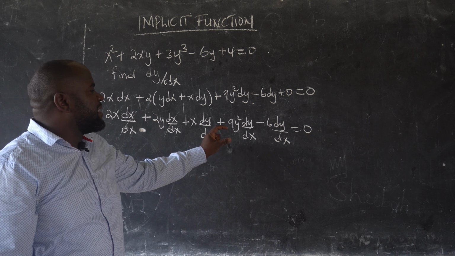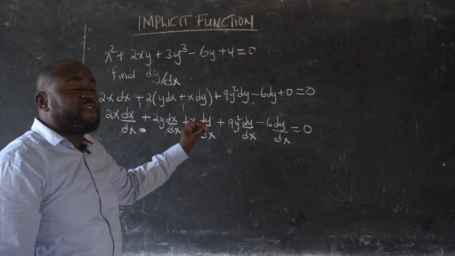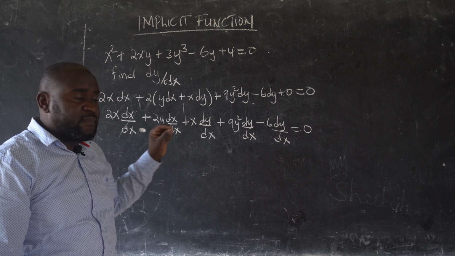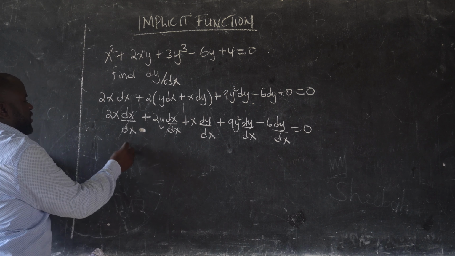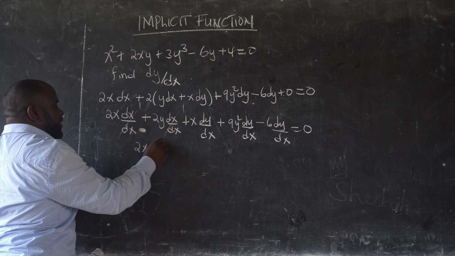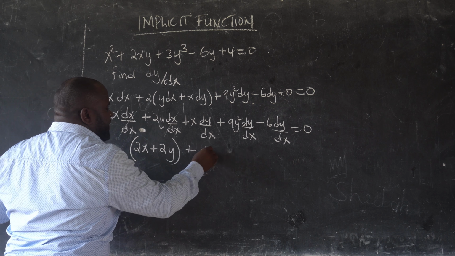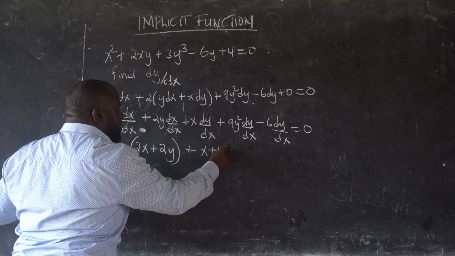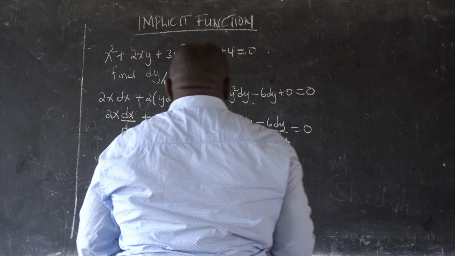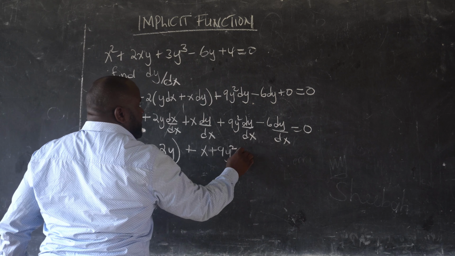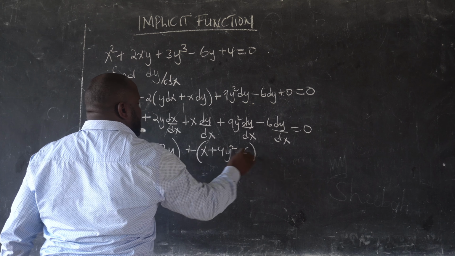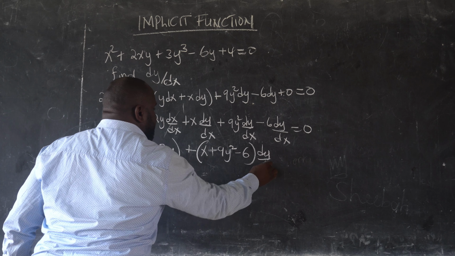Now, when they exist as a differential coefficient, you are looking for dy dx. So carry out factorization. You'll get 2x plus 2y plus x plus 9y squared minus 6 dy of dx.